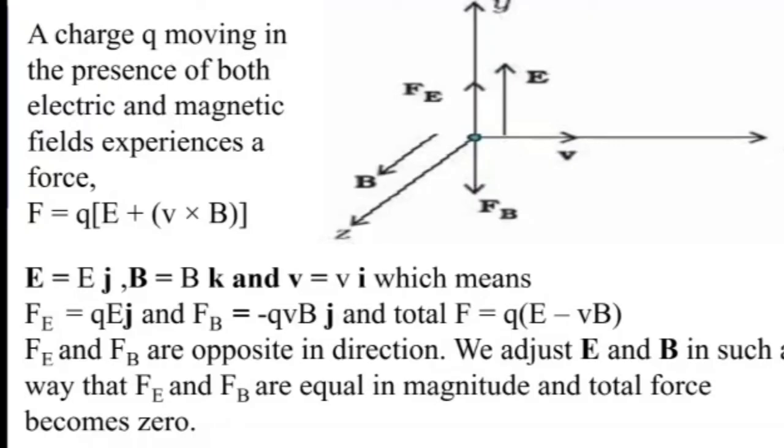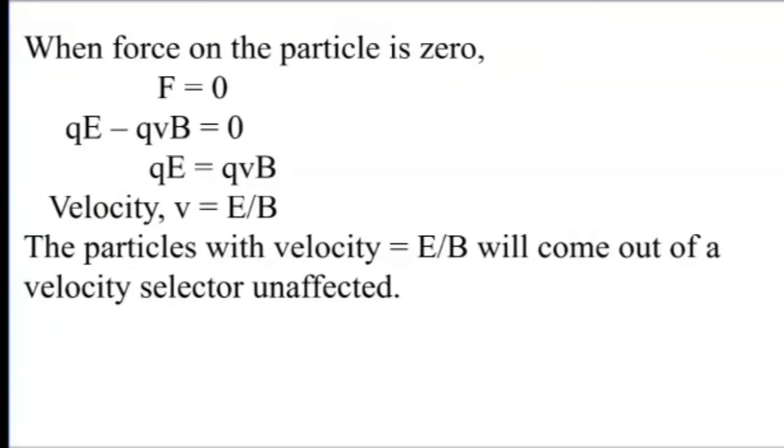So the particle experiences 0 force, and its motion is unaffected, and it simply comes out of the velocity selector. From the equation, we know that F becomes 0 when we adjust E and B, and that gives qE minus qvB is equal to 0, from which we get velocity v is equal to E by B.